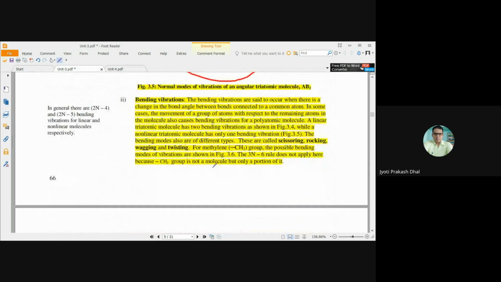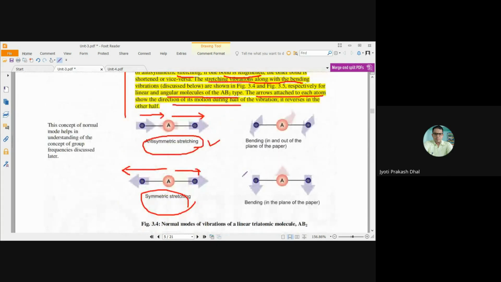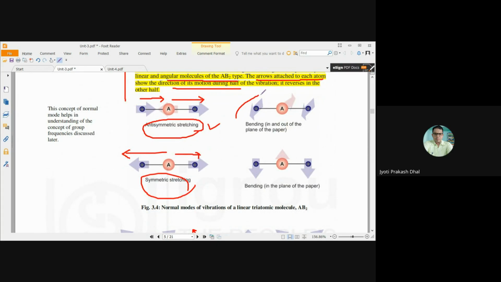Now coming to the bending vibration. The bending vibrations are said to occur when there is a change in bond angle between the bonds connected to a common atom. In some cases, the movement of a group of atoms with respect to the remaining atoms in a molecule also causes the bending vibration of a polyatomic molecule. A linear triatomic molecule has two bending vibrations as shown here. So this is a linear triatomic molecule, so there will be two bending vibrations.